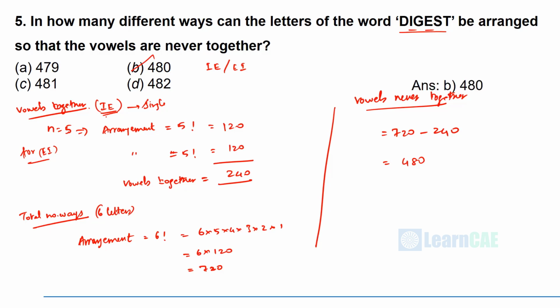Here we have to find out the possible combinations with vowels together, that is coming around 240, and the net possible combinations, that is 6 factorial, that is equal to 720. So, vowels never together will be equal to 720 minus 240, which is 480.